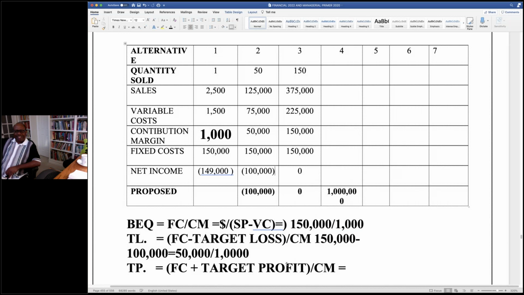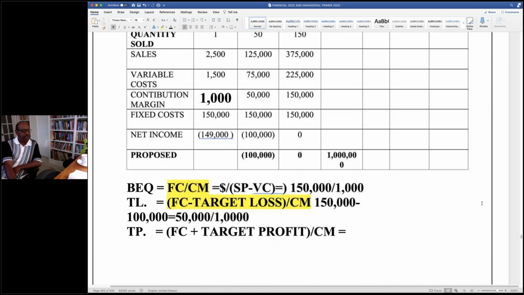Well, you make it sound like it's just 3 formulas. That's all it is. Formula 1, break even equals fixed cost over contribution margin. That's all it is. Can you remember that? Yeah. Target loss: fixed cost minus target loss over contribution margin. Can you remember that? Yeah. The last 2 I can remember.